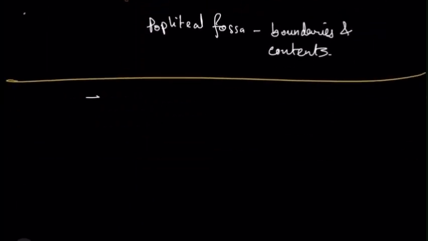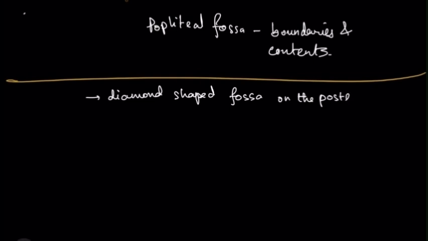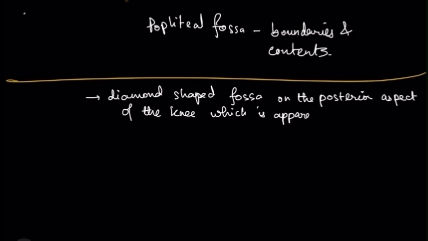First of all, as I mentioned, we have to mention a few tidbits. So it's a diamond-shaped fossa on the posterior aspect of the knee, which is prominent or apparent on flexing the knee joint.